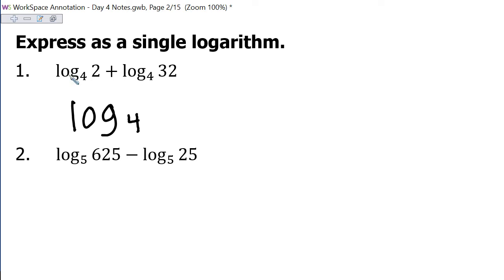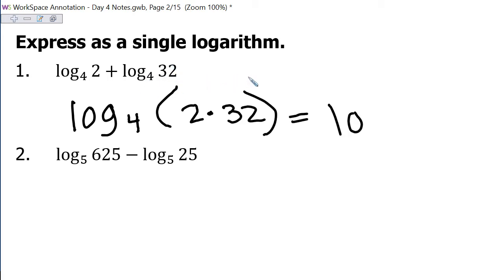Now, if the 2 logs are being added, you use the product property, and you multiply them. So we need to multiply 2 and 32. Don't leave it like that. You need to simplify that. So this would be log base 4, and what's 2 times 32? 64. So this is log base 4 of 64. Now my answer is one single logarithm. So I change addition to multiplication.